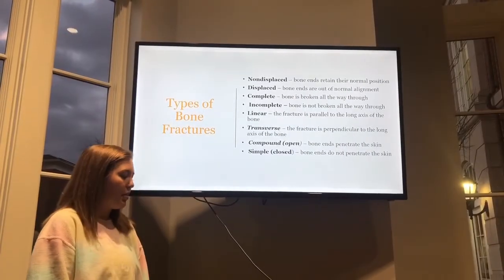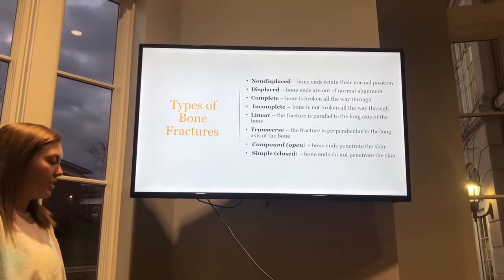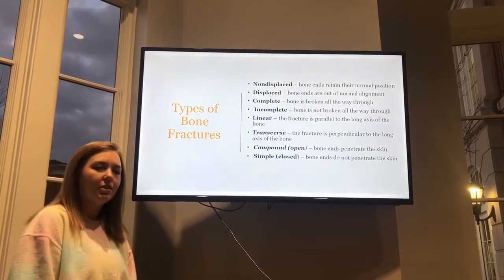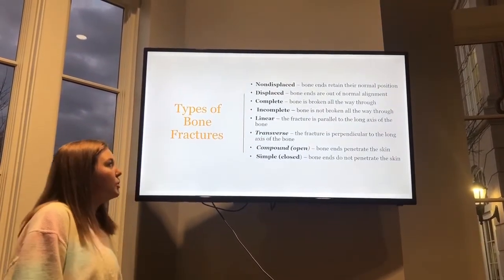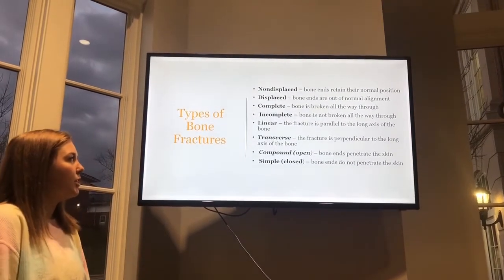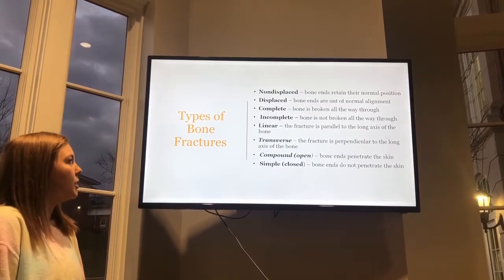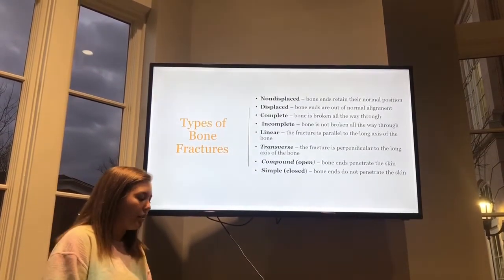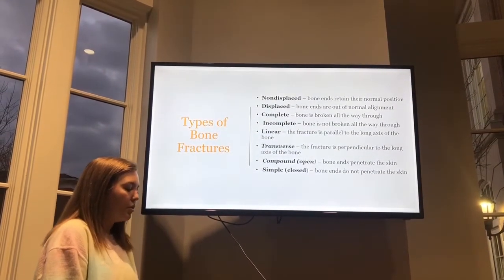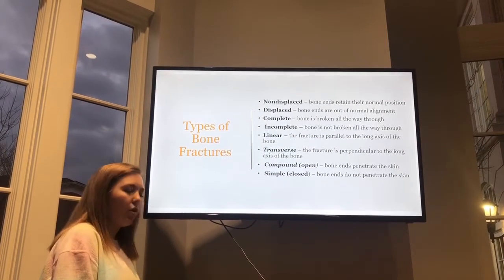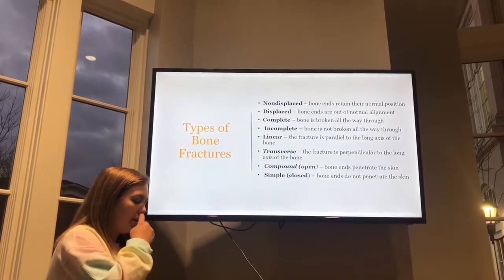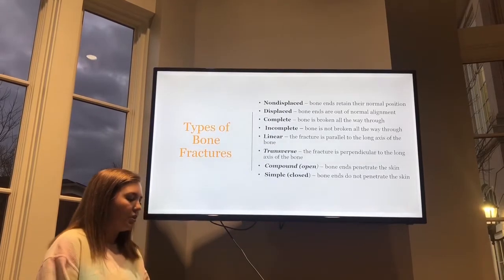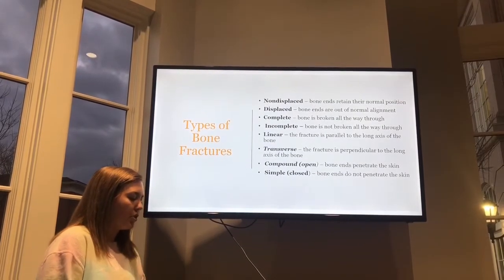Next, I'm going to be talking about some of the types of bone fractures. First, we have displaced and non-displaced, where a non-displaced bone fracture is where both ends retain their normal position, and a displaced fracture is where the bones are out of their normal alignment. Then we have complete and incomplete. A complete fracture is where the bone is broken all the way through from one side to the other, and an incomplete is where the bone is not broken all the way through, only partially.